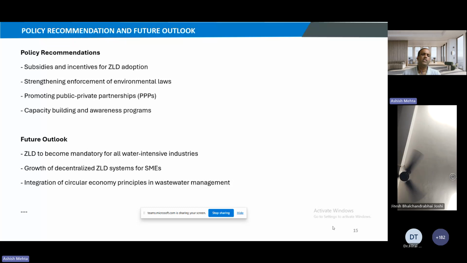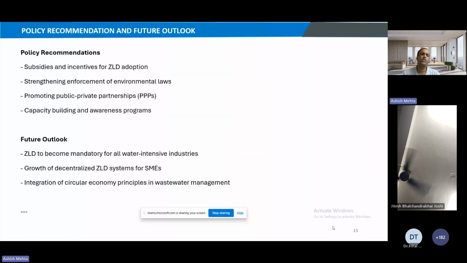The growth of decentralized ZLD systems for small and medium enterprises would increase, because with a community project and large scale plants, whether it is a ZLD system or only a common effluent treatment plant, it is difficult to operate and manage. So there will be a possibility of decentralized small and medium scale ZLD systems.